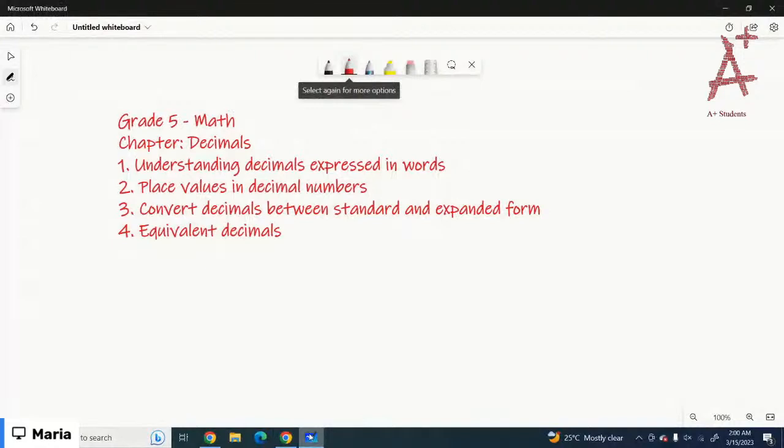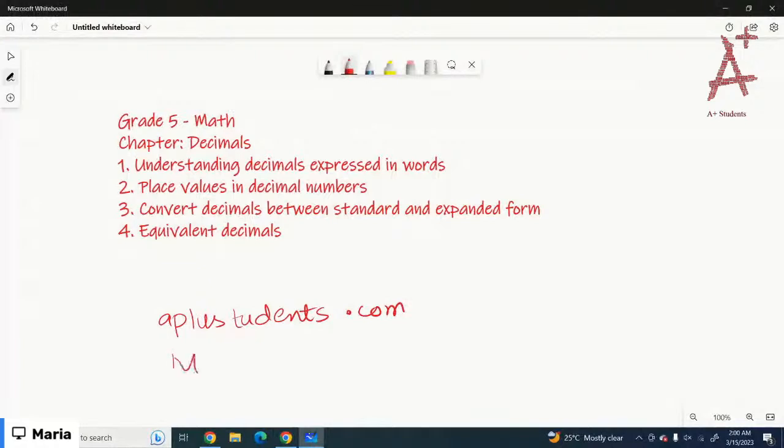So we're going to start with grade 5 maths. You can find all the lessons on aplusstudents.com. You have to log in there using your email address, and the password is provided by the administrator.